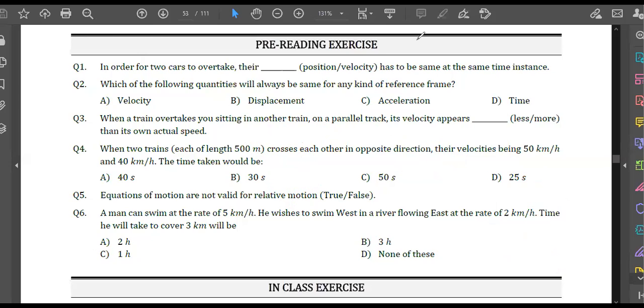Now, fifth: equations of motion are not valid for relative motion. True or false? 5 by 18, yeah. Convert kilometer per hour into meter per second. That's why we take it, because the answer is in seconds. Got it?